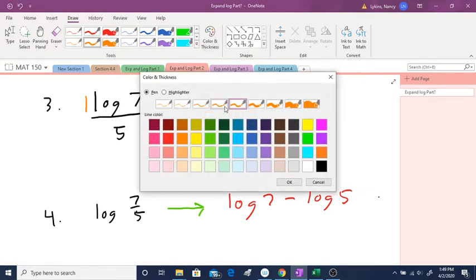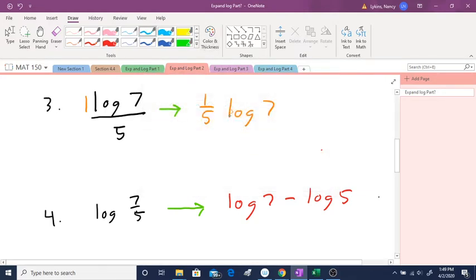Now what I'm going to do is reverse it, and put the 1/5 back with the 7. So when I do this, I get log 7 to the 1/5. So this comes out to be log the 5th root of 7.